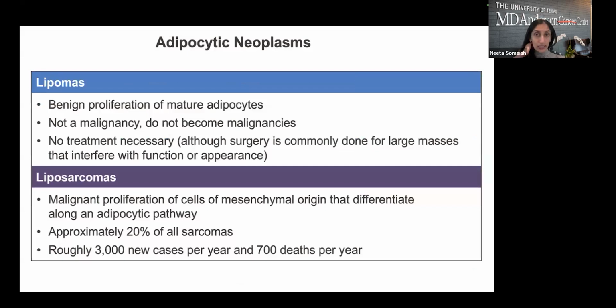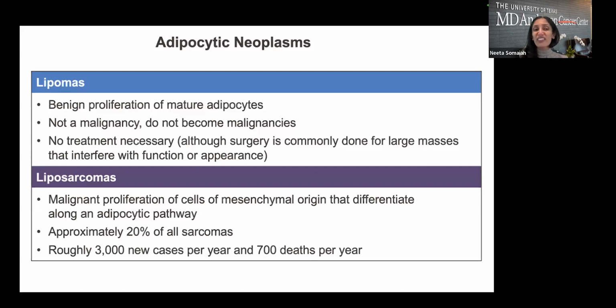A little bit about the different subtypes within the liposarcomas, also known as adipocytic tumors, because they're fat derived, or we think some of them resemble fat or are derived from fat. Lipomas are important to know. A lot of us might have little fatty lumps that we've had for a long time that you can feel under your skin. They usually fall under lipomas, which are benign proliferations of mature fat cells. They're not a malignancy, and they do not become malignancies. So no treatment is necessary for them. Some patients, if it's causing a cosmetic issue, could have them resected.